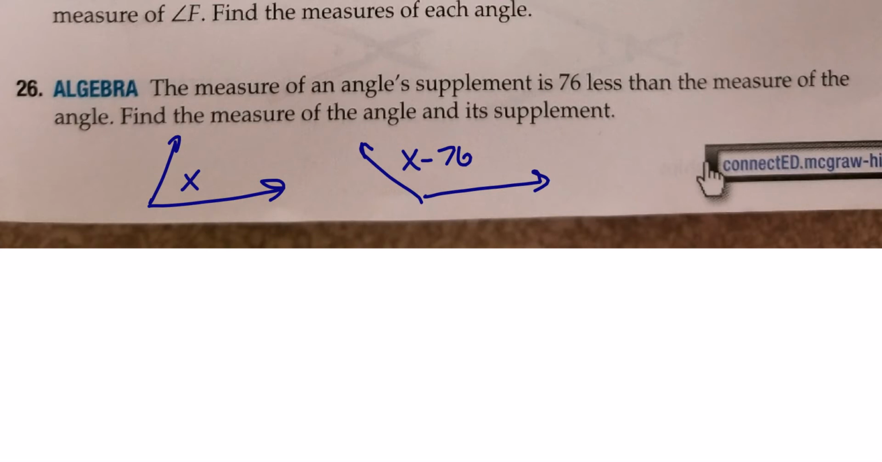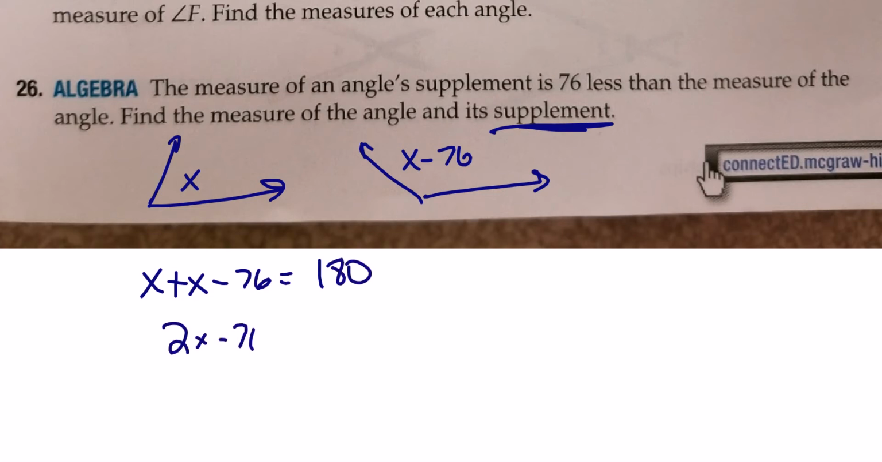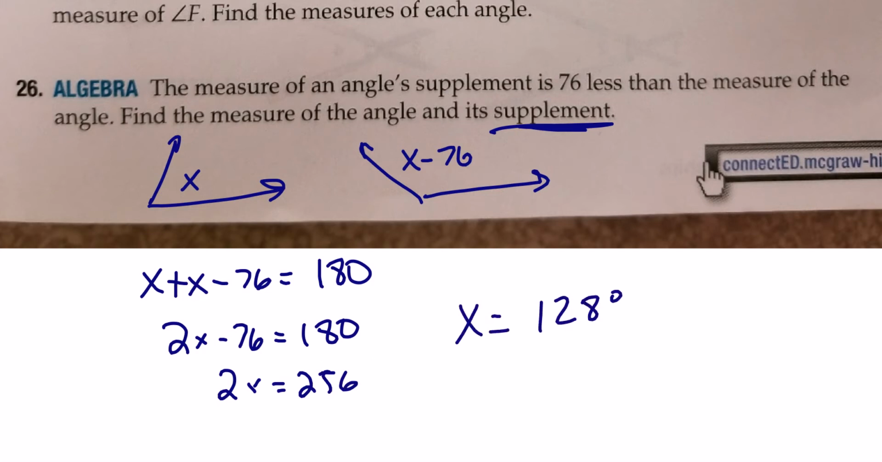Now together, because of the word supplement, I know they're 180, so I say X plus X minus 76 equals 180. I put the X's together, I get 2X minus 76 equals 180. I add 76 to both sides, I get 2X equals 256. I divide by 2 on both sides, I get X equals 128. So the first angle is 128 degrees.